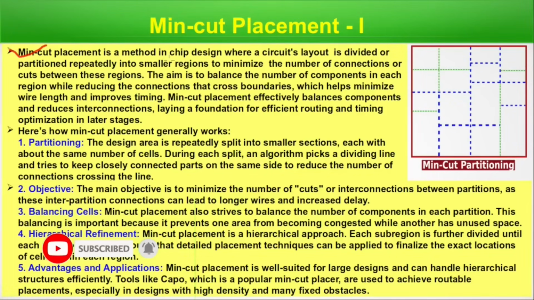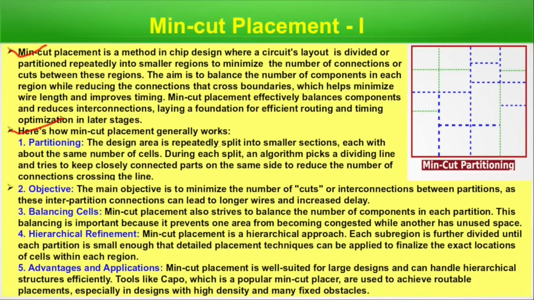Min cut placement is a method in chip design where a circuit's layout is divided or partitioned repeatedly into smaller regions to minimize the number of connections or cuts between these regions. The aim is to balance the number of components in each region while reducing the connections that cross boundaries, which helps minimize wire length and improves timing. Min cut placement effectively balances components and reduces interconnections, laying a foundation for efficient routing and timing optimization in later stages. These are the steps.